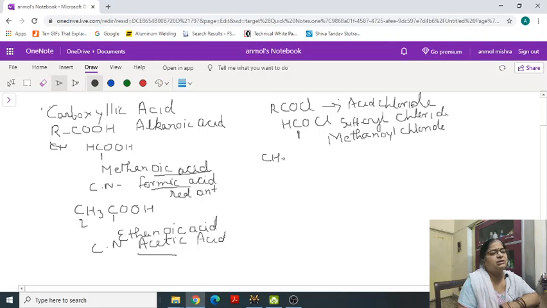Similarly, CH3COCl has 2 carbons, so it is ethanoyl chloride. The suffix oyl chloride is used.